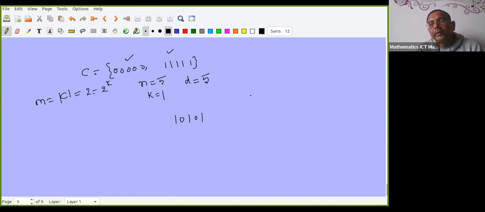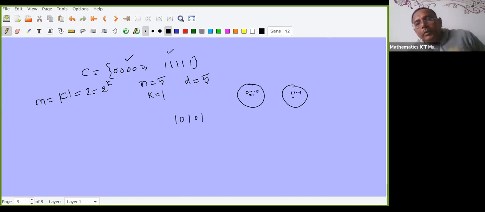So what is happening? So I take this. How many circles will come this time? How many circles will come? Only 2 circles. One is with center 0 0 0 0, other is with center 1 1 1 1. Right. What is the radius now?